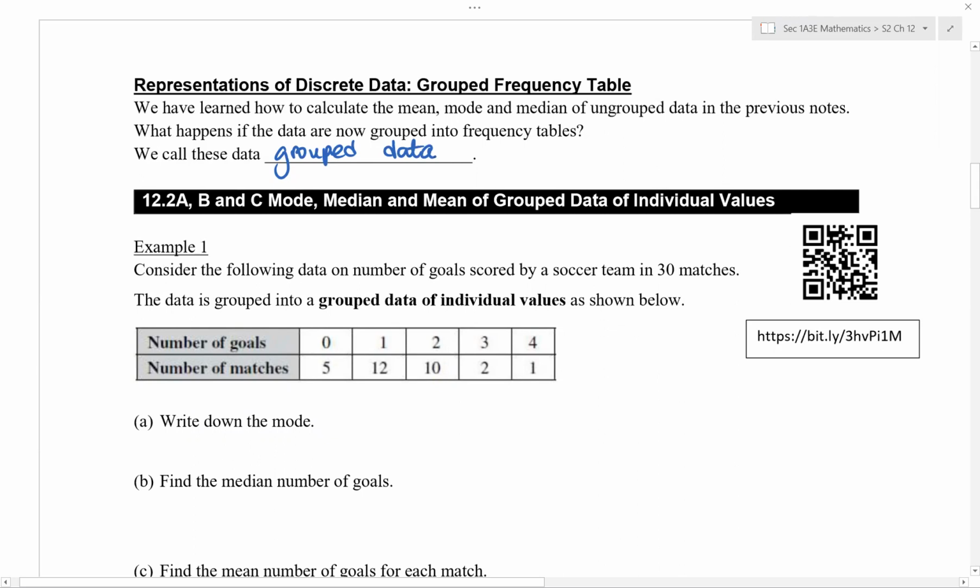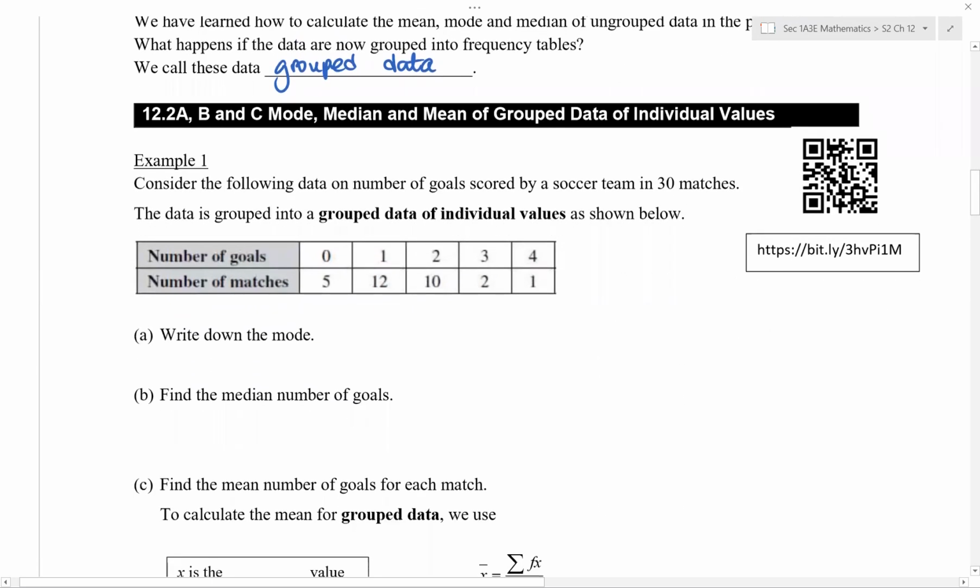So consider the following data on the number of goals of a soccer team in 30 matches. In the first match, maybe they scored 3 goals. In the second match, they scored 0 goals, then 0 goals again, and so on. But we expect 30 results. That would take up a lot of space.